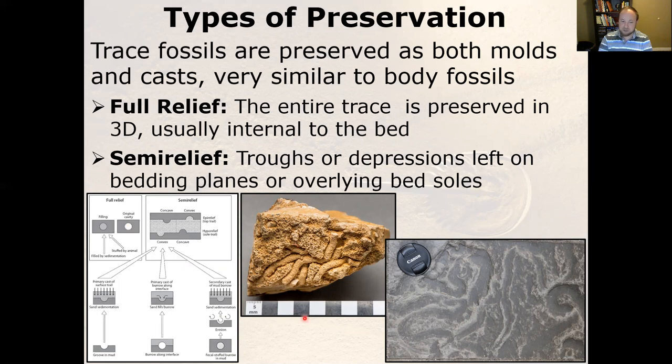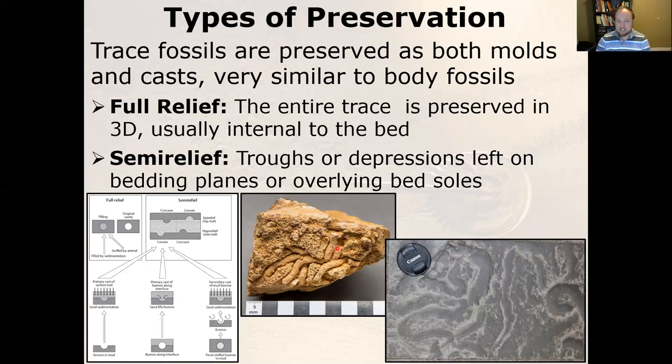So this is an example of full relief, where you can actually see 3D tubes where they may be even cross-cutting each other, very complex interlaced geometry. And then there's semi-relief, where something was digging along the top of the sediment, or maybe making piles along the top of the sediment. And then those are preserved as either troughs or depressions left on either top of the bedding plane or the sole of the bedding plane above. And so this is an example of troughs left on the top of the bedding plane where an organism was digging through. All the fill is gone, but the trough that the animal made as it was going is left behind. So these are very common ways that we are able to identify trace fossils.